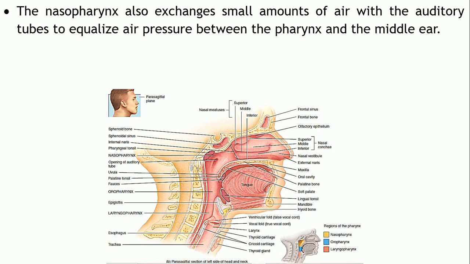Apart from that, the nasopharynx also exchanges air with the auditory tubes, that is the Eustachian tubes. These are the openings on either side. Through these openings, the air present in the nasopharynx is also exchanged with the auditory tubes. This helps in equalizing the air pressures between the pharynx and the middle ear.